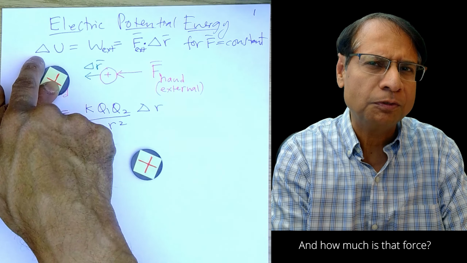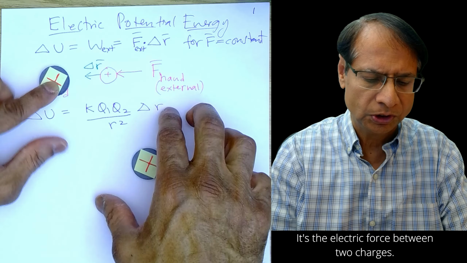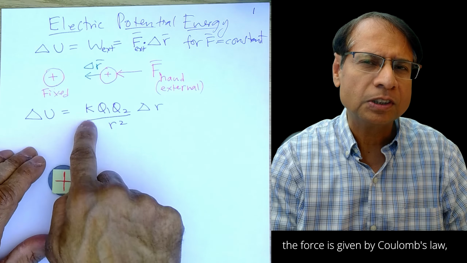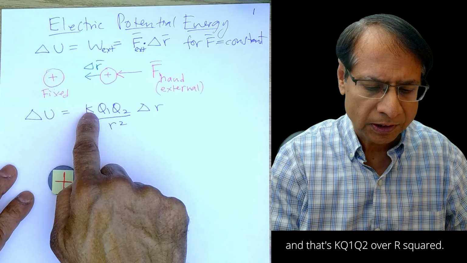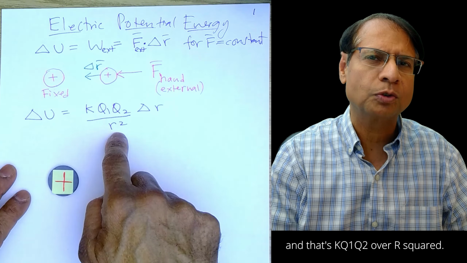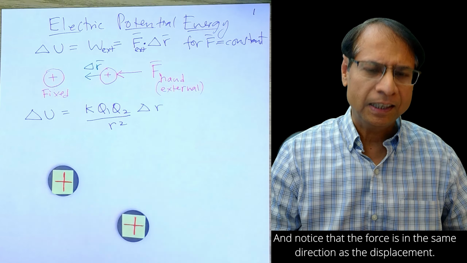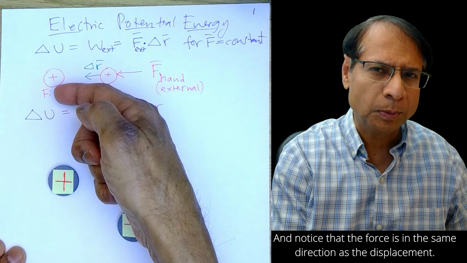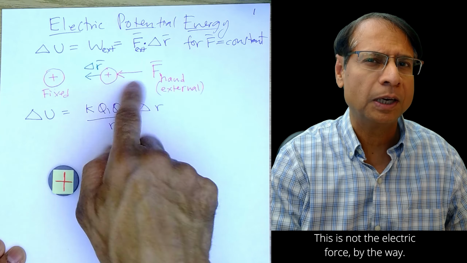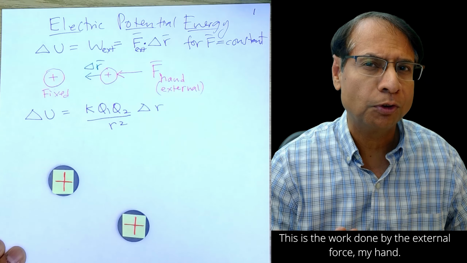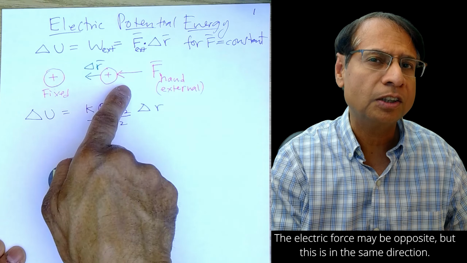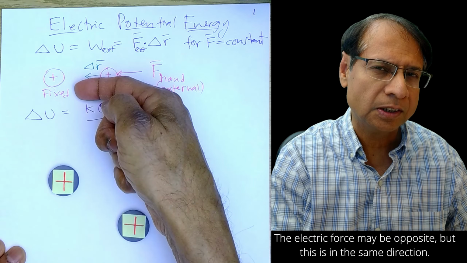And how much is that force? It's the electric force between two charges. So if you have two positive charges, the force is given by Coulomb's law, and that's K Q1 Q2 over R squared. So that's the force. And notice that the force is in the same direction as the displacement. This is not the electric force, by the way. This is the work done by the external force, my hand. That force is in the same direction as delta R. The electric force may be opposite, but this is in the same direction.